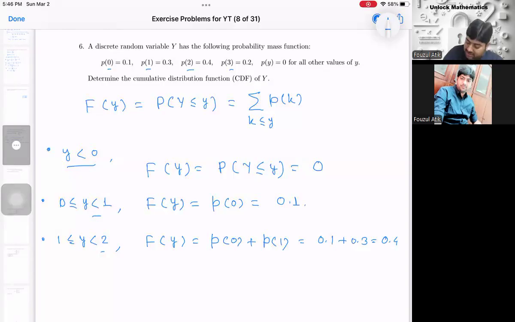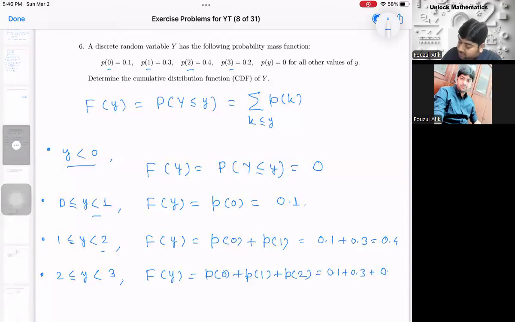Clear? The next one is whenever 2 is less than or equal to y less than 3, the same way. So what is the F of y value in this case? Again, we take the values p of 0 plus p of 1 plus p of 2. This value is 0.1 plus 0.3, and p of 2 is 0.4, which gives you 0.8.